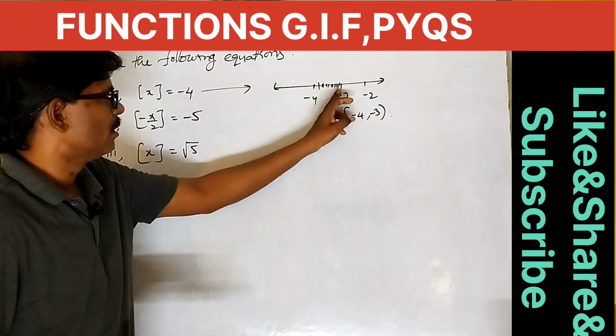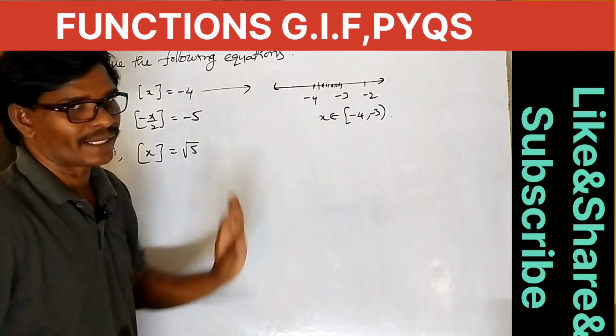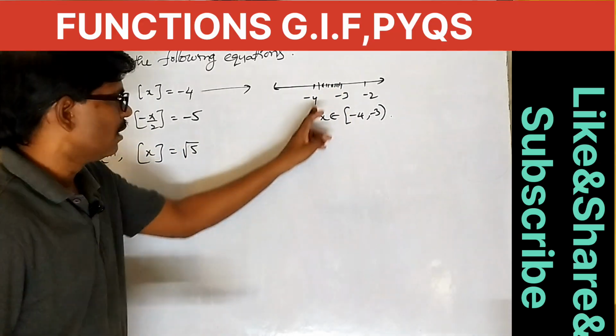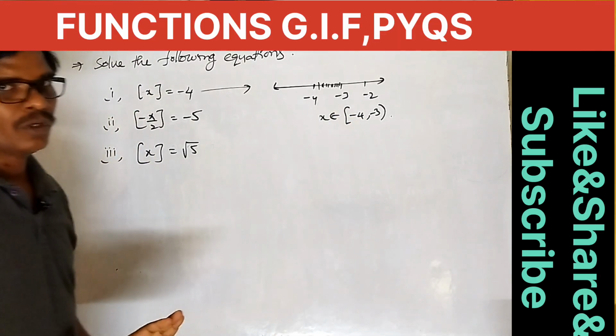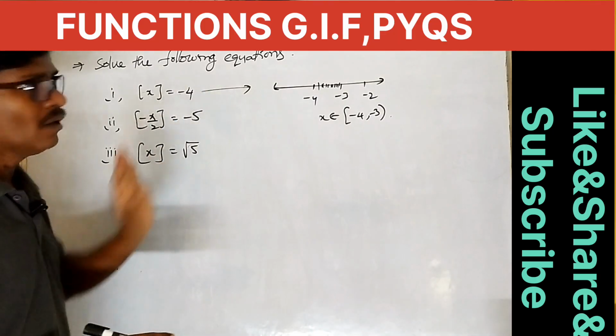This is the open interval. It lies between minus 4 and minus 3. Minus 4 is exactly the integer, meaning the exact value of minus 4. That is, the greatest integer is equal to minus 4.